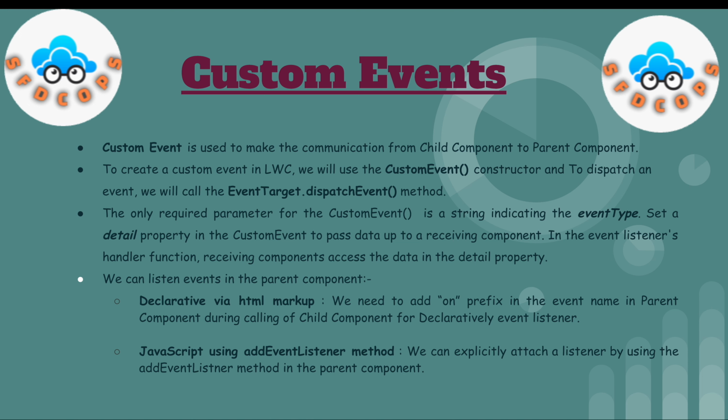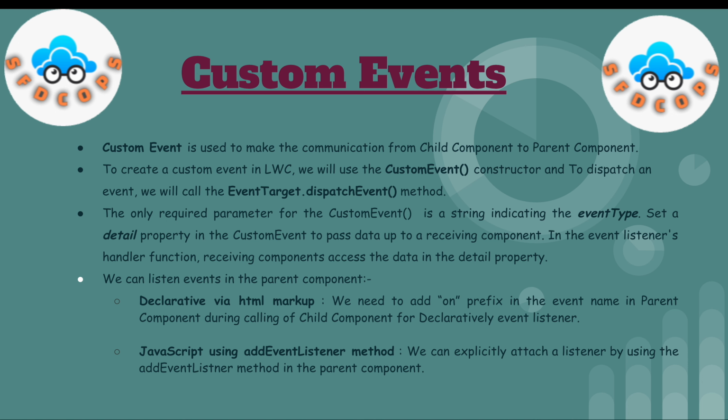Once you have created your custom event constructor, the next thing is to dispatch your event. To dispatch an event, we will call the event target dot dispatch event method, which will help us dispatch our event. When we are creating a constructor for our custom event, one of the most important required parameters is the event type. What will be the event type that you have defined there? And whatever data you have to pass to your parent component, you have to set in the detail property. We will look into it further later.